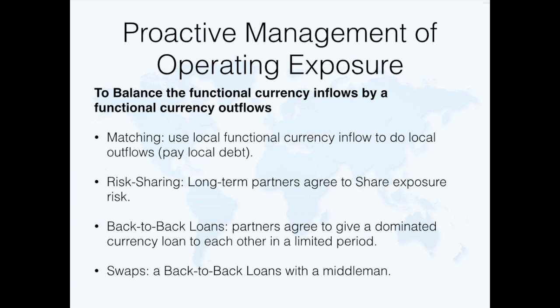And these are four ways to do proactive management of operating exposure. The key point is to balance the functional currency inflows with functional currency outflows.